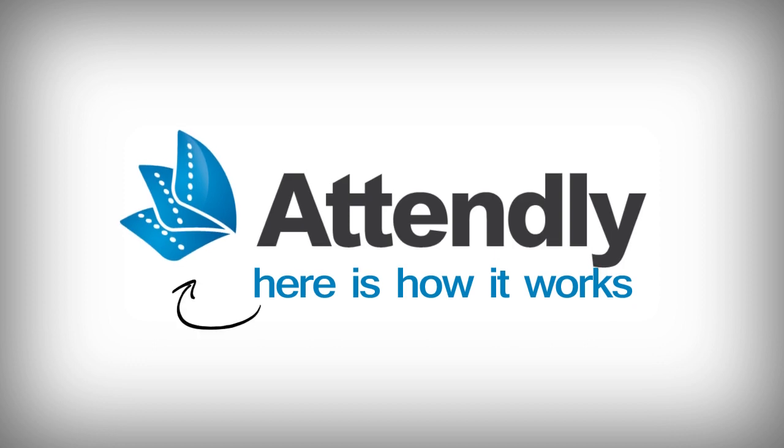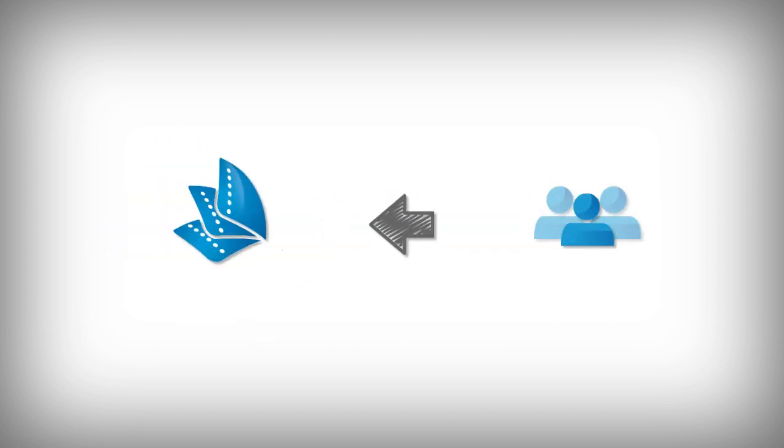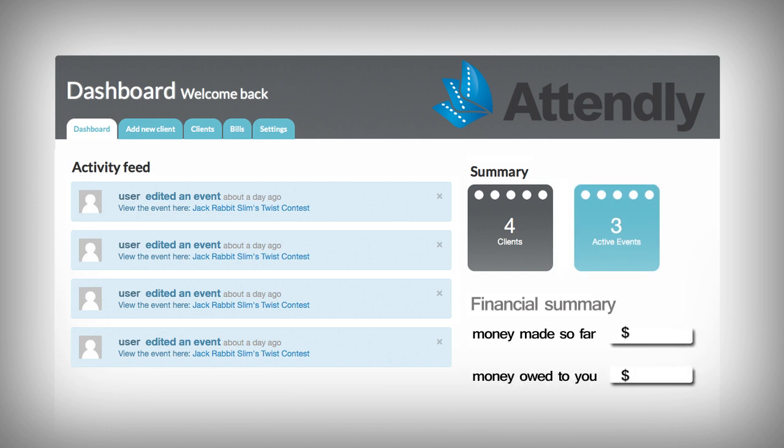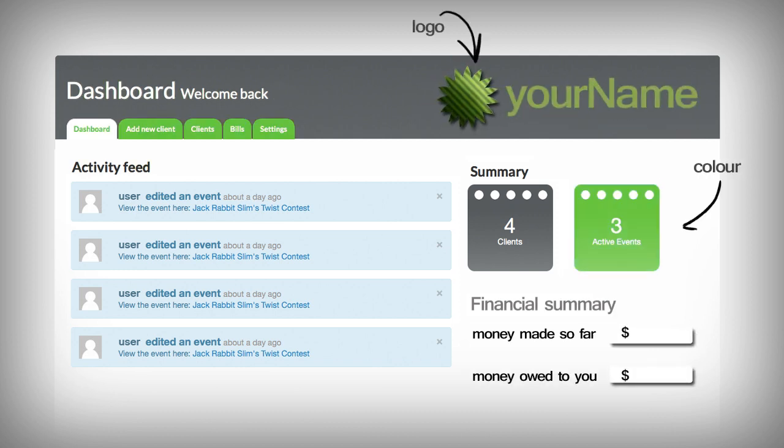Here's how it works. Your clients use Attendly to manage their events. You can set your own pricing or booking fee on a per-client basis, and each month, we pay you your share of the profit from the booking fee. As a developer or event manager, you can rebrand Attendly as your own, manage multiple accounts, and earn regular income.